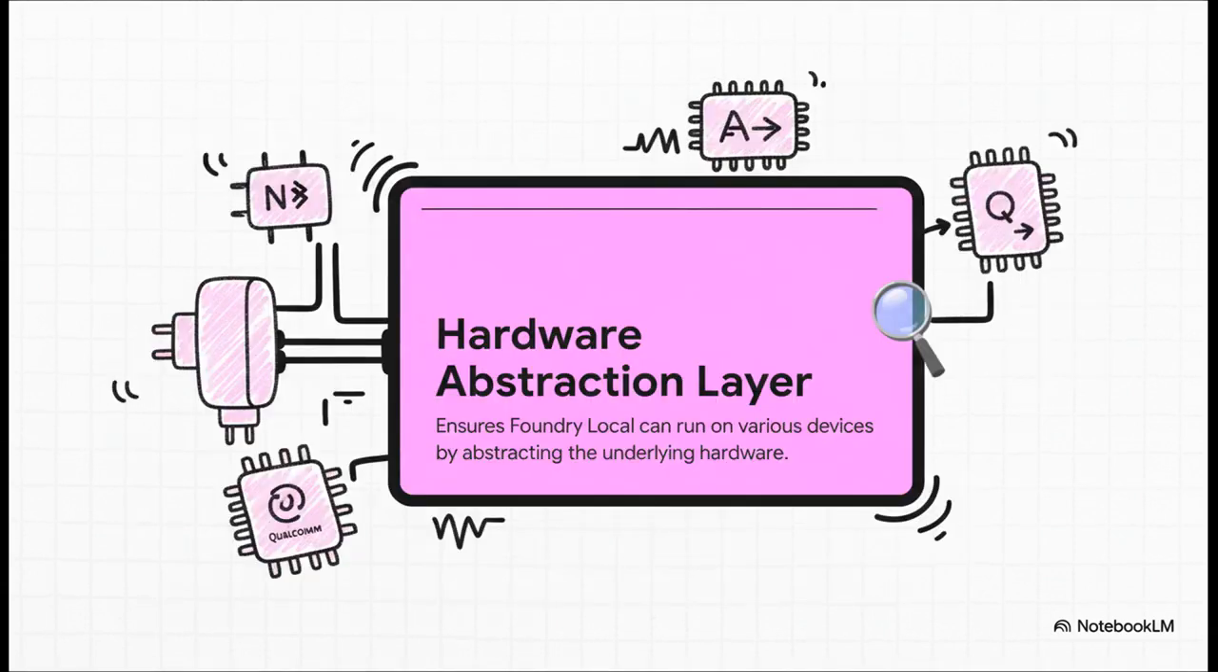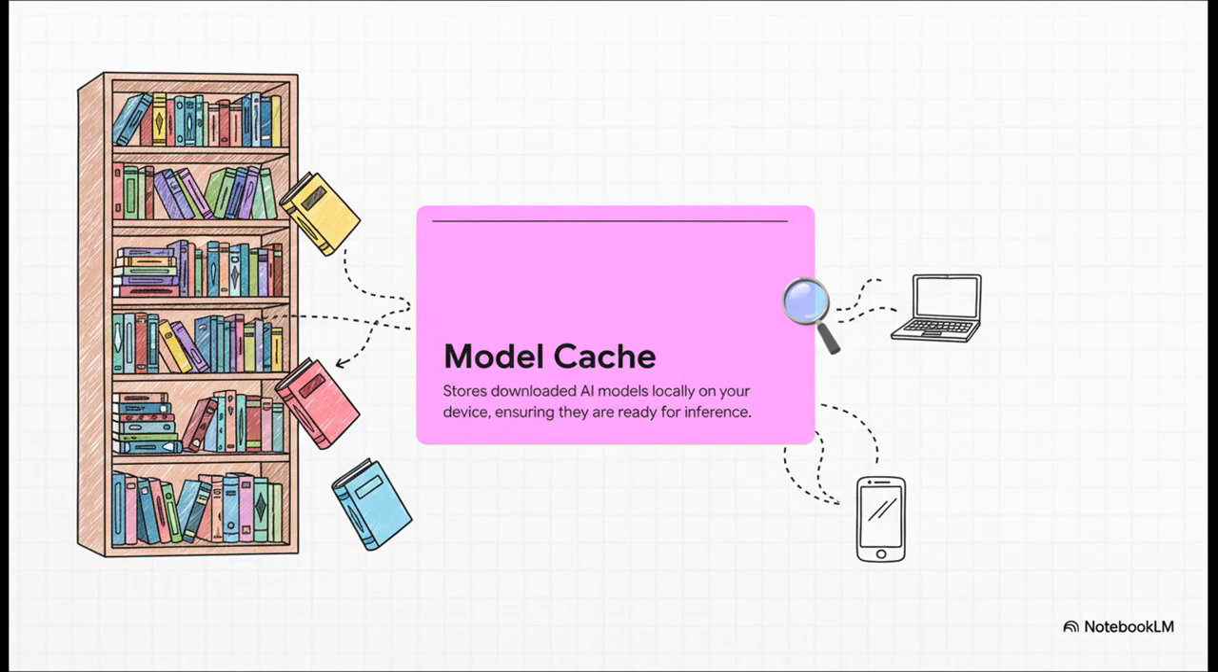And speaking of hardware, that brings us to the hardware abstraction layer. If the ONNX Runtime is the translator, think of this layer as a universal power adapter. It's the piece that lets Foundry Local plug into specific hardware from folks like NVIDIA, AMD, Intel, and Qualcomm, making sure you're squeezing every last drop of performance out of your machine. So, where do all these models live once you have them?